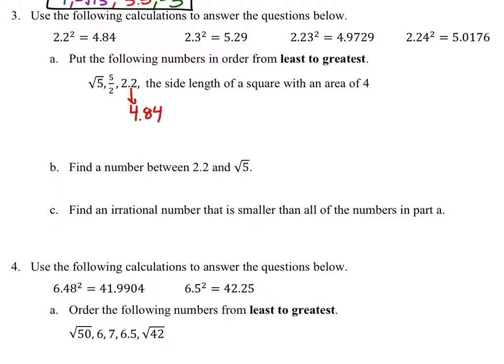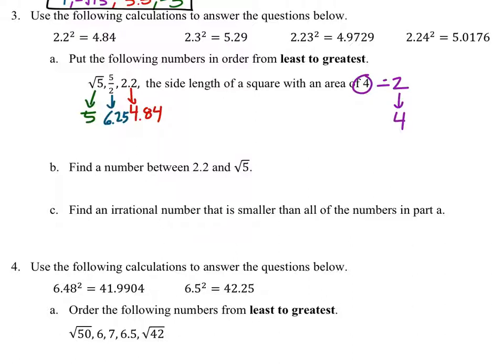The side length of a square with an area of 4 would give us a value of 2. The square root of 5, if we squared it, would be 5. And also the 2, if we squared that, then it would be 4. We could just use that value, that's fine. And then 5 halves, that's 2.5 squared.